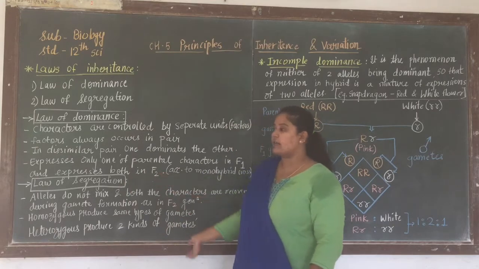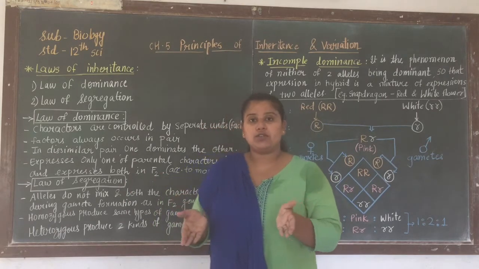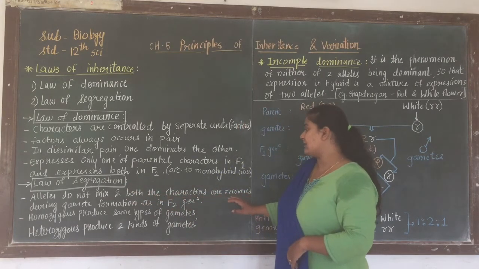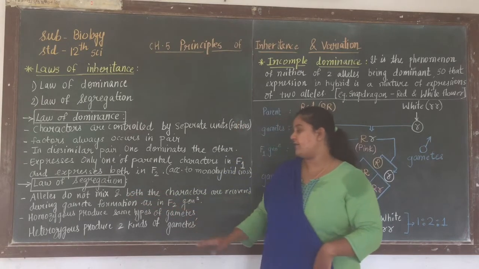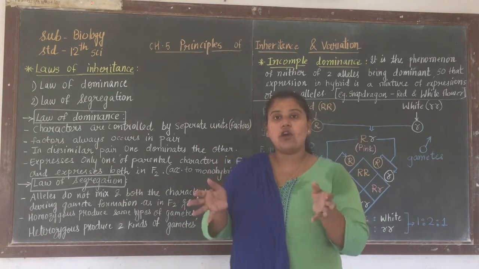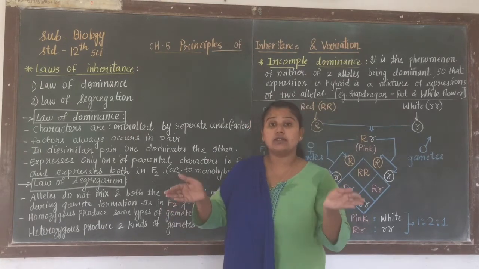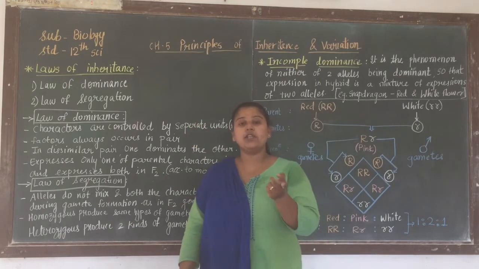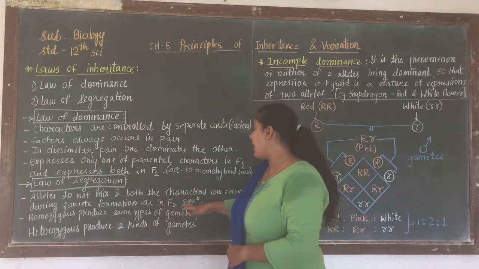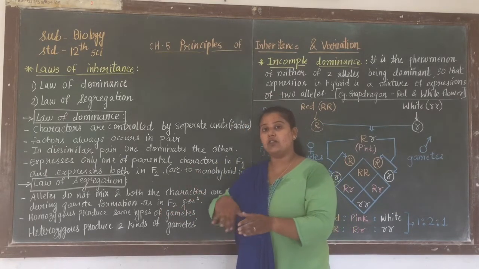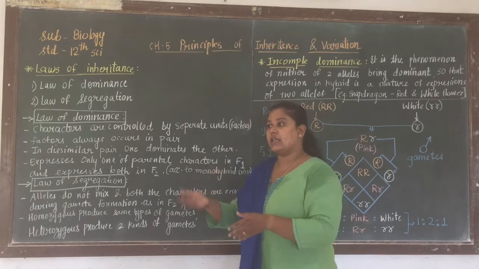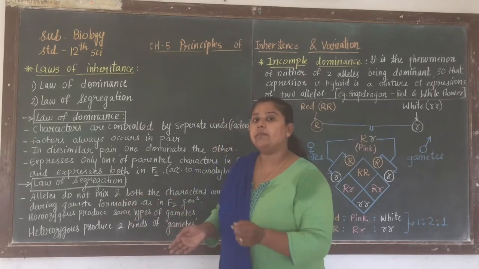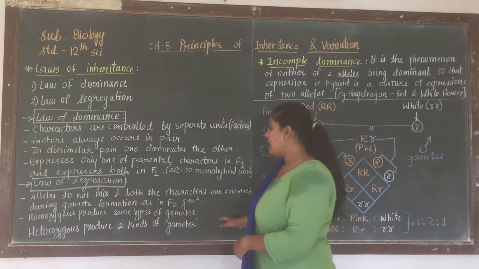The second one is the law of segregation. The word segregation means separation, right? So in the law of segregation, the alleles do not mix and both the characters are recovered during gamete formation, as in the F2 generation. The two alleles do not mix with each other. If they were mixing, as in the law of dominance, one of them would be the dominant one and would dominate the other. Means one expresses and the second one is repressed. So here it is not there. As the alleles do not mix, there will be no dominance and no recessiveness, right?